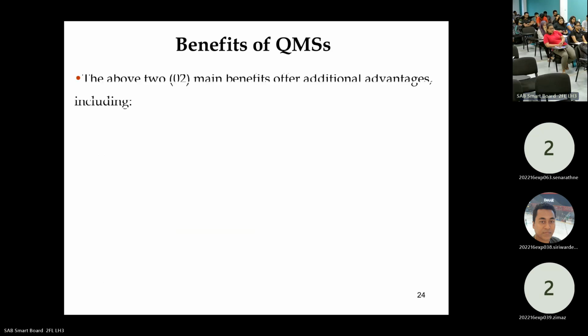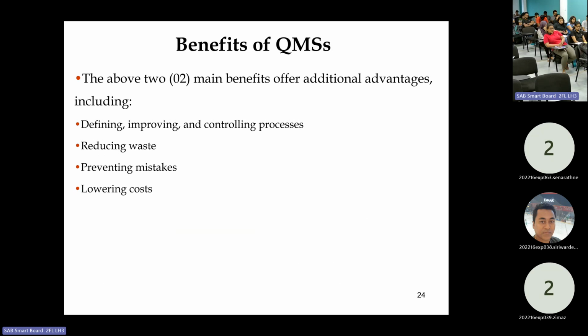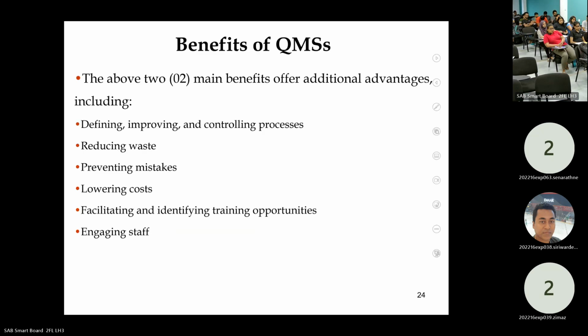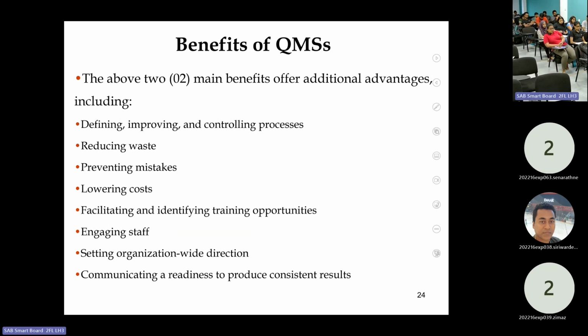In addition to that, these specific advantages would also be there. They will be able to define, improve and control the processes. They will be able to reduce wastage. They will be able to prevent mistakes, defectives. They will be able to lower the cost as well. They will be able to identify and facilitate training opportunities, engaging staff, setting organization-wide direction, so that everyone knows what to do to enhance quality, and communicate a readiness to produce consistent results. Likewise, there are many advantages they highlight.